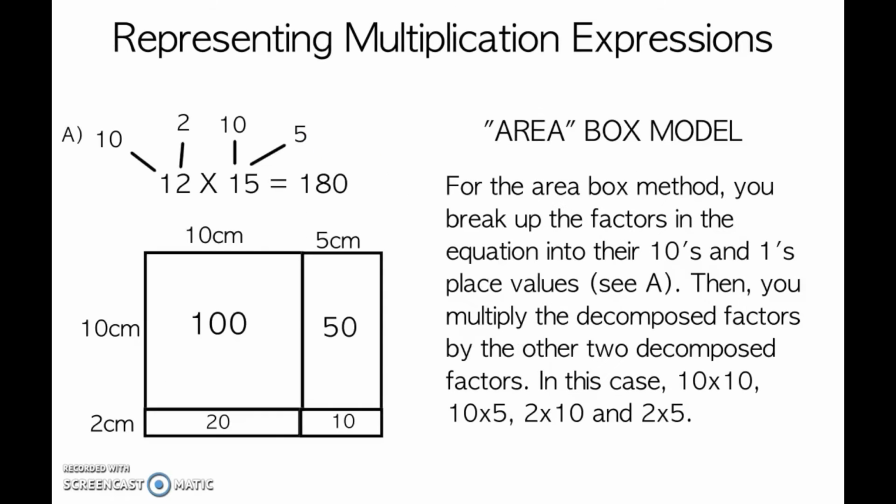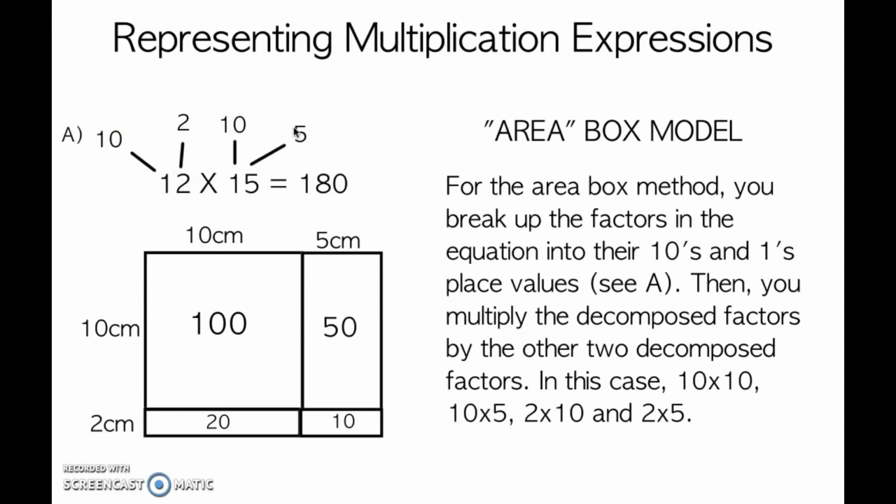Last off, we have my favorite, the area box model, or what I'm calling the area box model. So for this method, we have to break up the factors. We have to decompose them into smaller, more manageable numbers. So in this case, we've taken the tens column, which is a 1, and we've made it what it really is, a 10. The 2 remains a 2. Same thing here. The 1 in the tens column becomes what it really is, a 10, and then the 5 stays a 5.